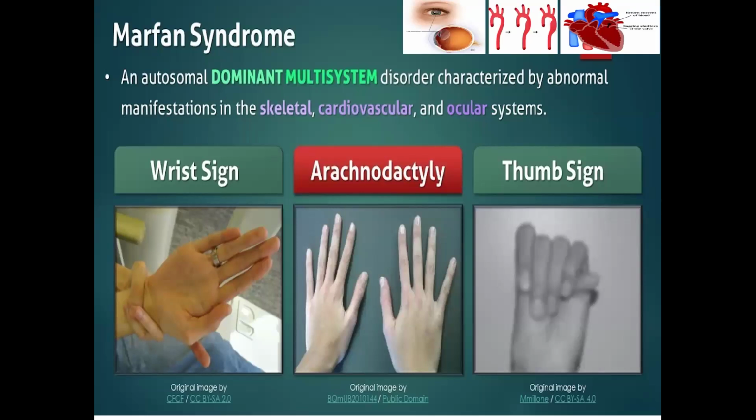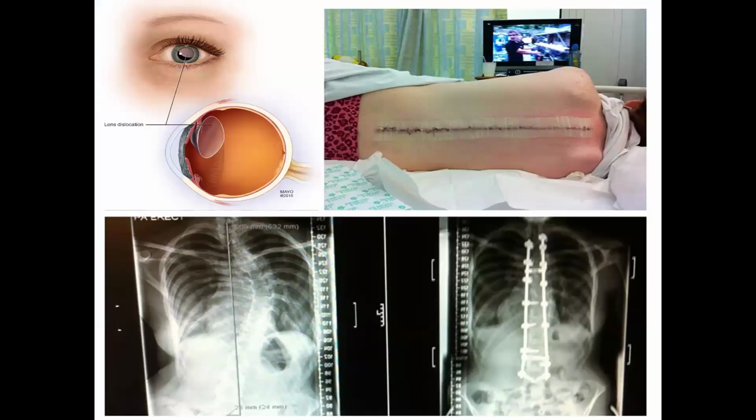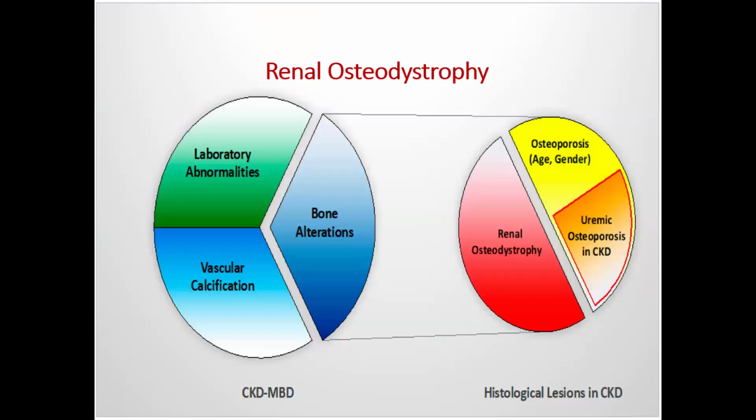Wrist sign and thumb sign, very classic for Marfan, and arachnodactyly, scoliosis, lens dislocation. Renal osteodystrophy. This is very important in palliative care in particular, and in pain medicine, because these folks will come to you in the pain clinic for bone pain.